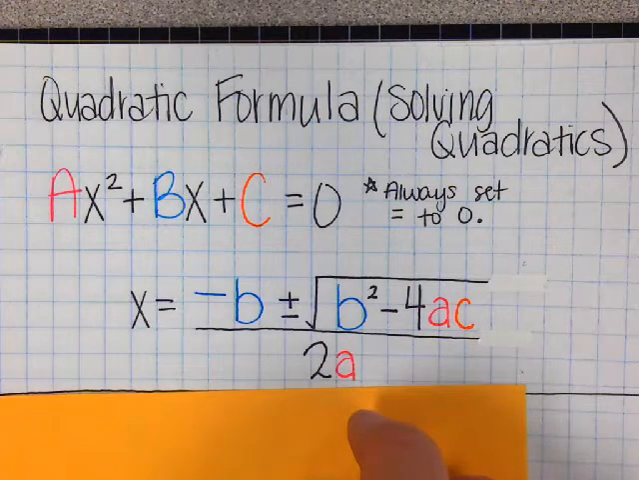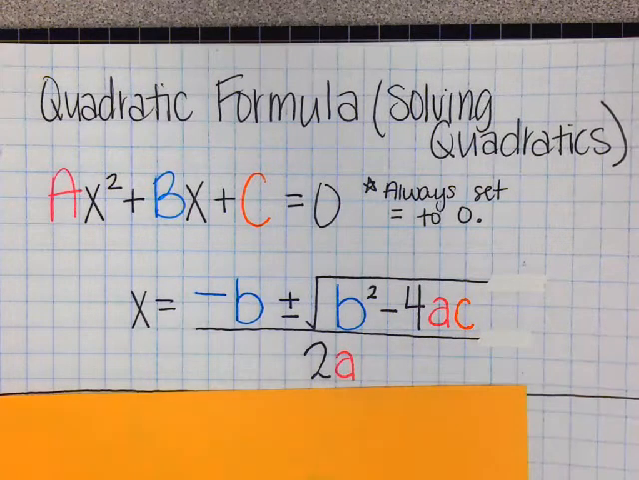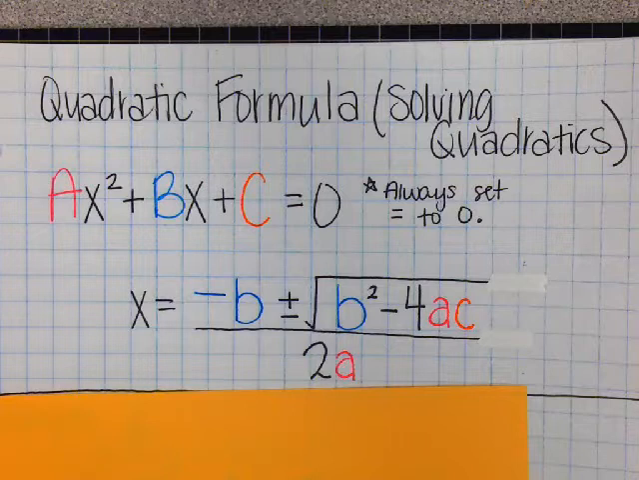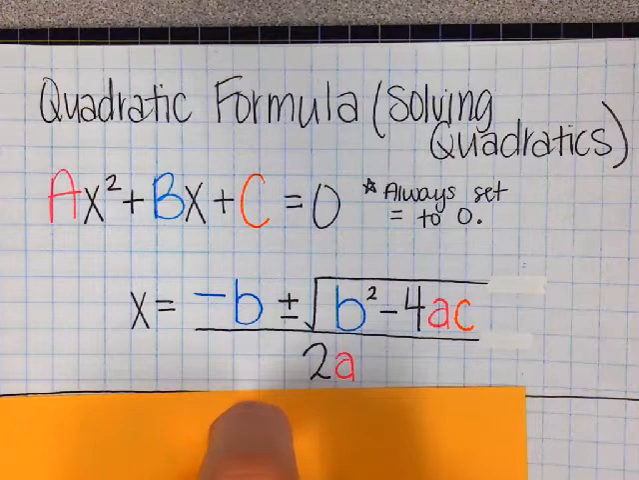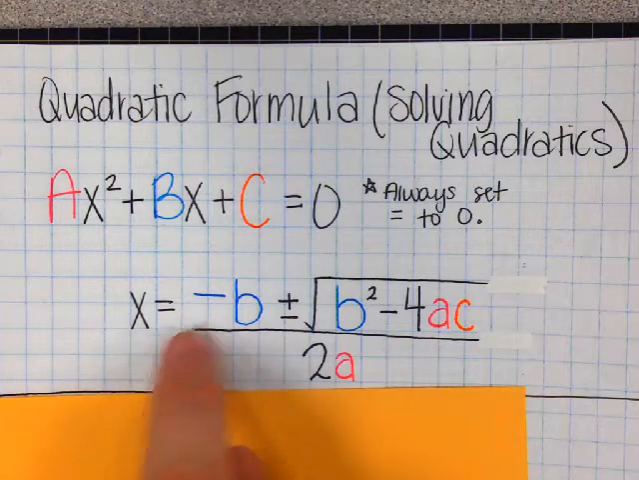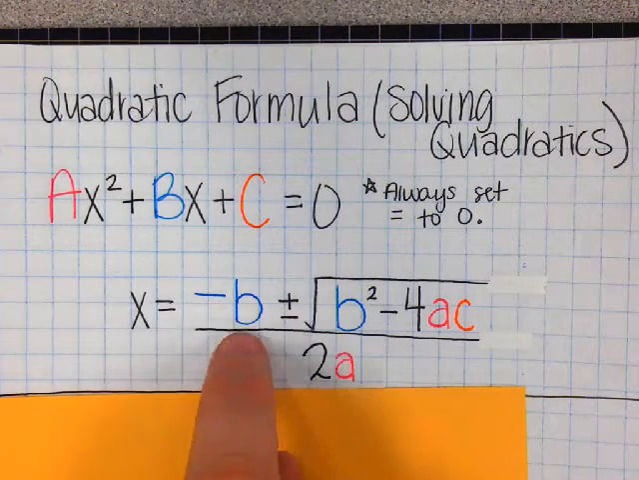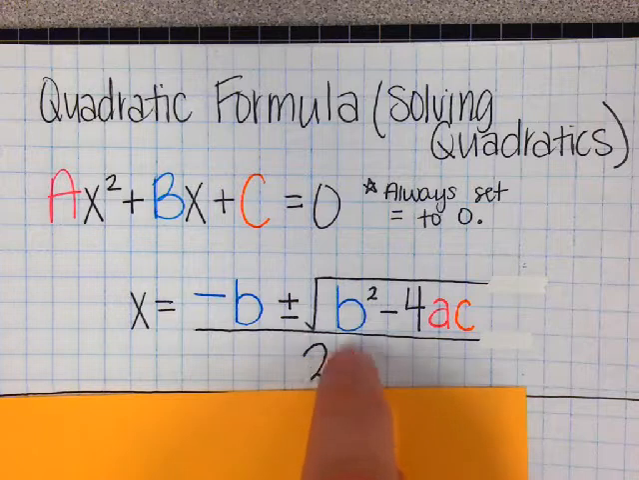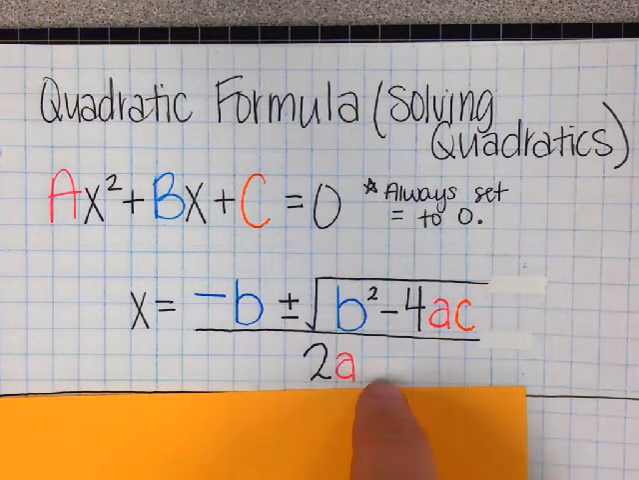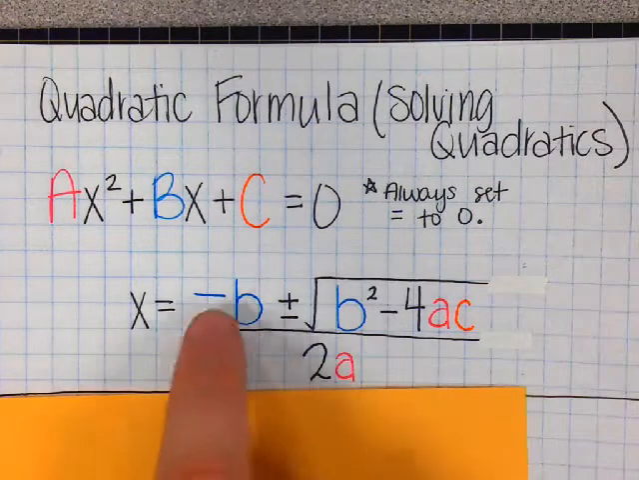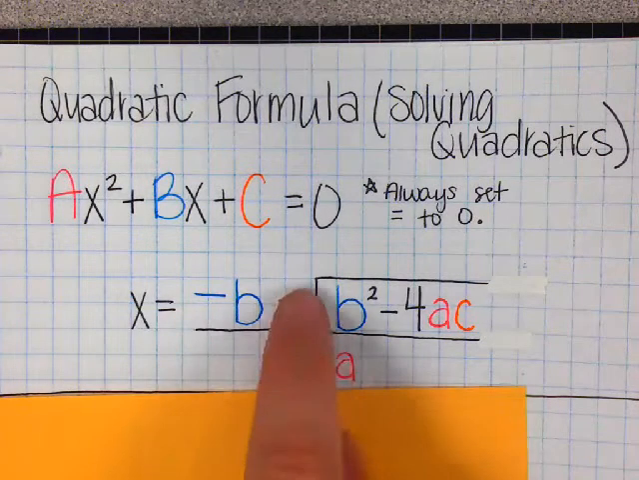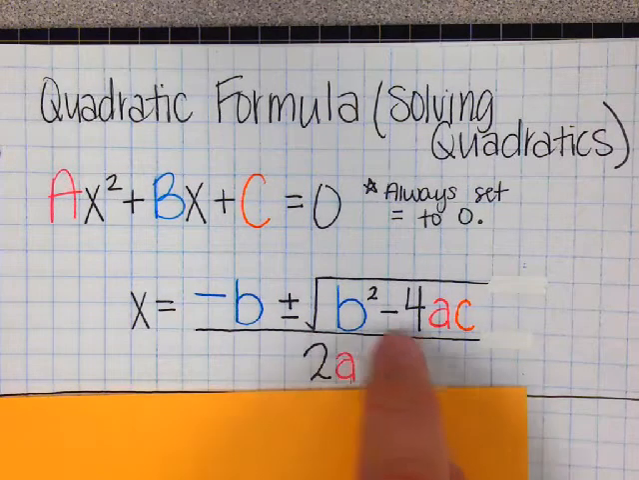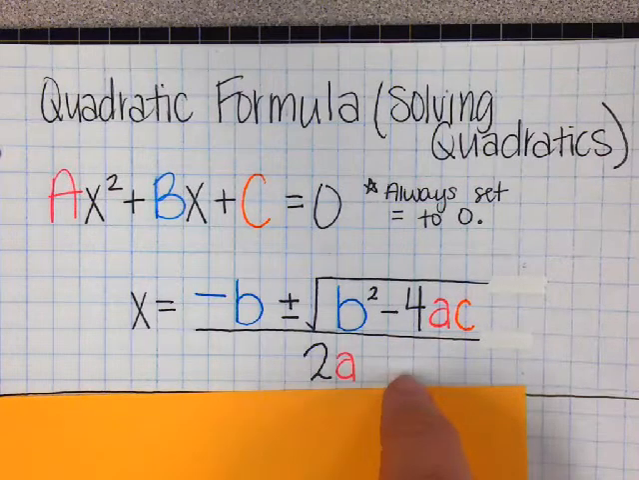I don't remember if the reference sheets have it on there, but it's just something that you're going to have to remember. So I always sing a song, and yes, it's weird. x equals opposite b plus or minus the square root of b squared minus 4ac divided by 2a. So I'm going to do it again. Opposite b plus or minus the square root of b squared minus 4ac divided by 2a.